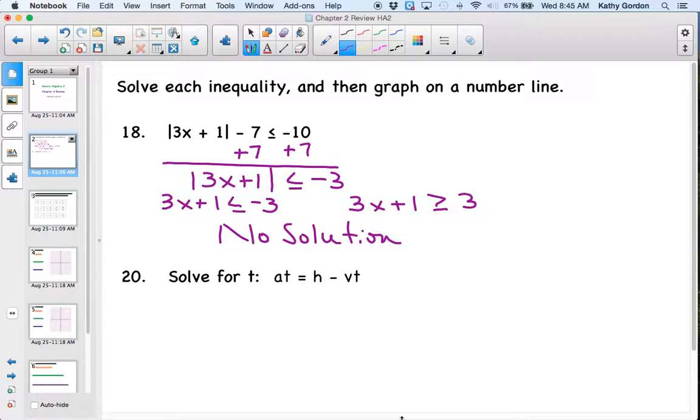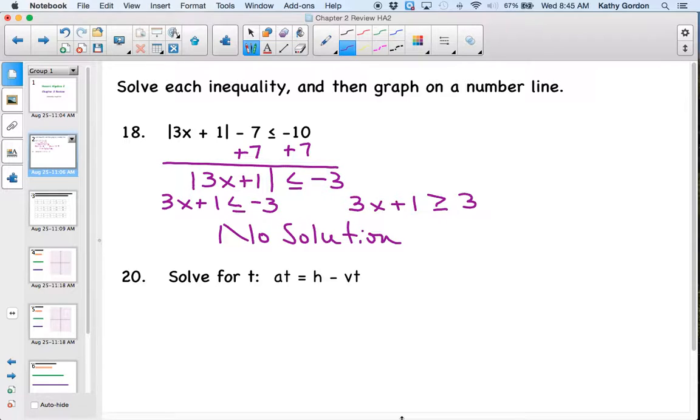This one. You were asked to solve for t in an expression that says AT equals H minus BT. What is the difficulty in this one? What is it that trips us up in this one? Yes? There's t on both sides. So we're trying to isolate t, but we've got 2 t's. So that's what makes this one tricky.